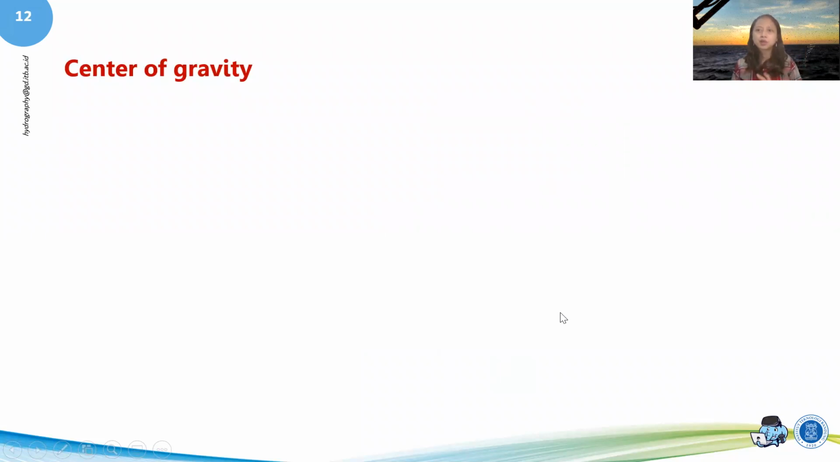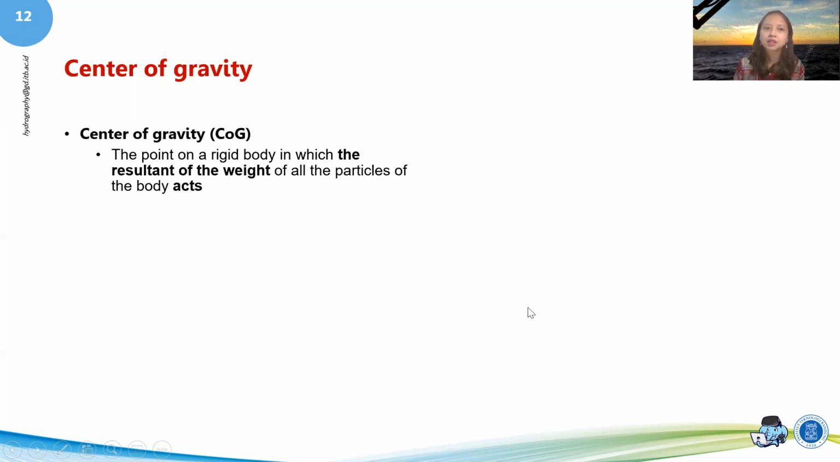I think most of you are very familiar with COG because that's the first thing that you're looking for in a vessel. If the vessel is rented and you need to install all the equipment from zero, the first thing you want to know is the center of gravity. So I'd just like to refresh what it is. Center of gravity is basically the point on a rigid body at which the resultant of the weight of the particles of the body acts. So the key here is the resultant.